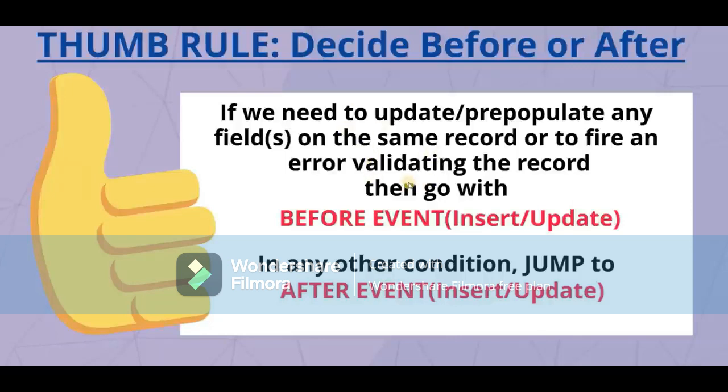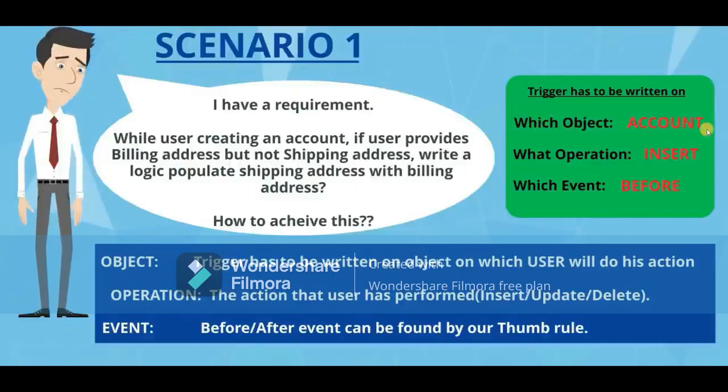So in our scenario, what are we doing? We are actually pre-populating shipping address based on billing address. So does that come under this scenario? Of course, yes. The reason is we are pre-populating a field. We are pre-populating the shipping field on the same record, because whatever account is getting inserted, we are updating the shipping address of the same record. So as this is the scenario here, we need to choose before event. So the conclusion is we need to write our trigger on account object, on insert operation, and on before event. As we have all these things, we will write the trigger now.